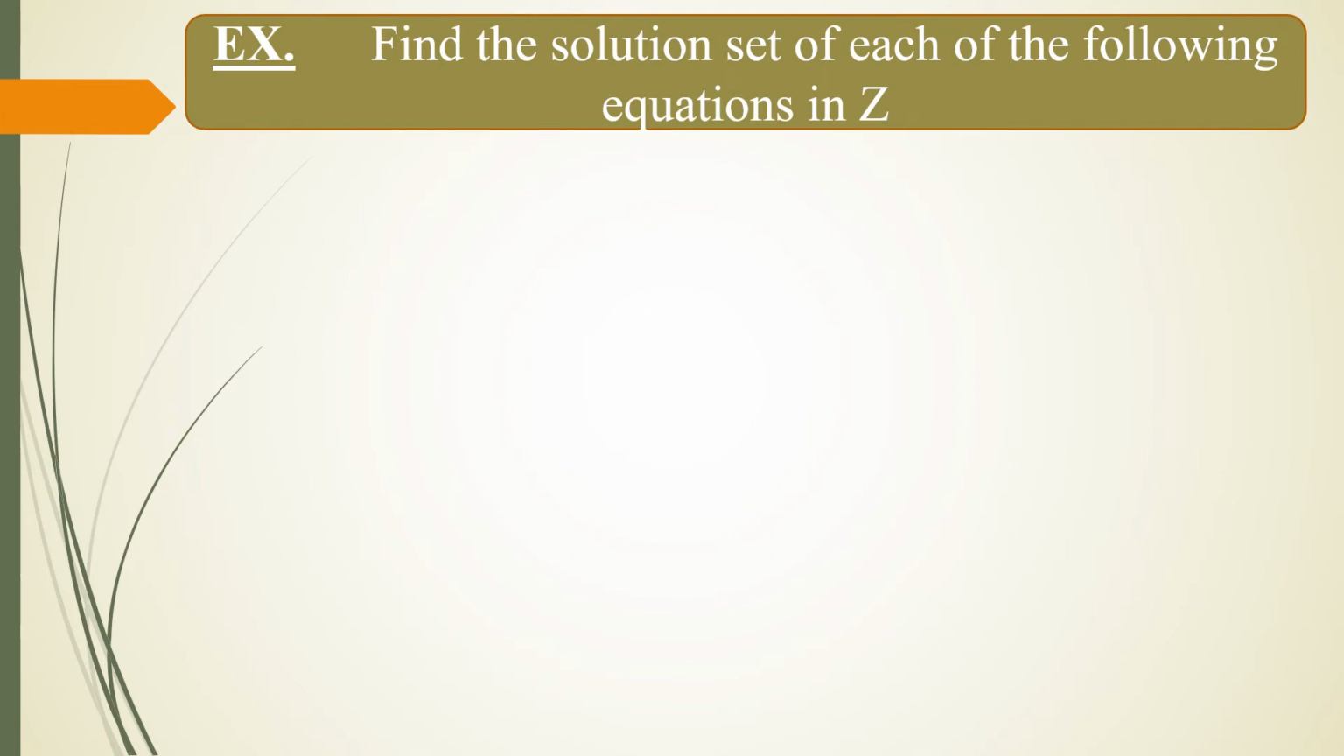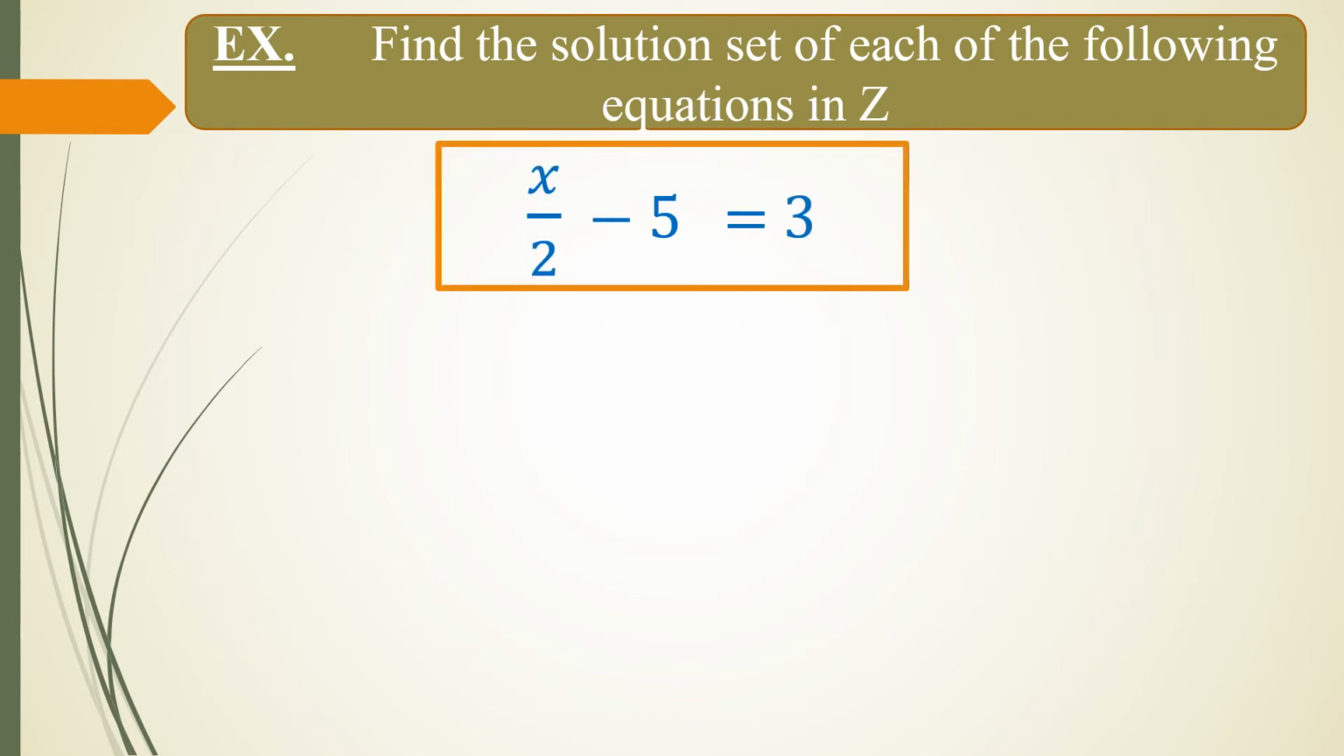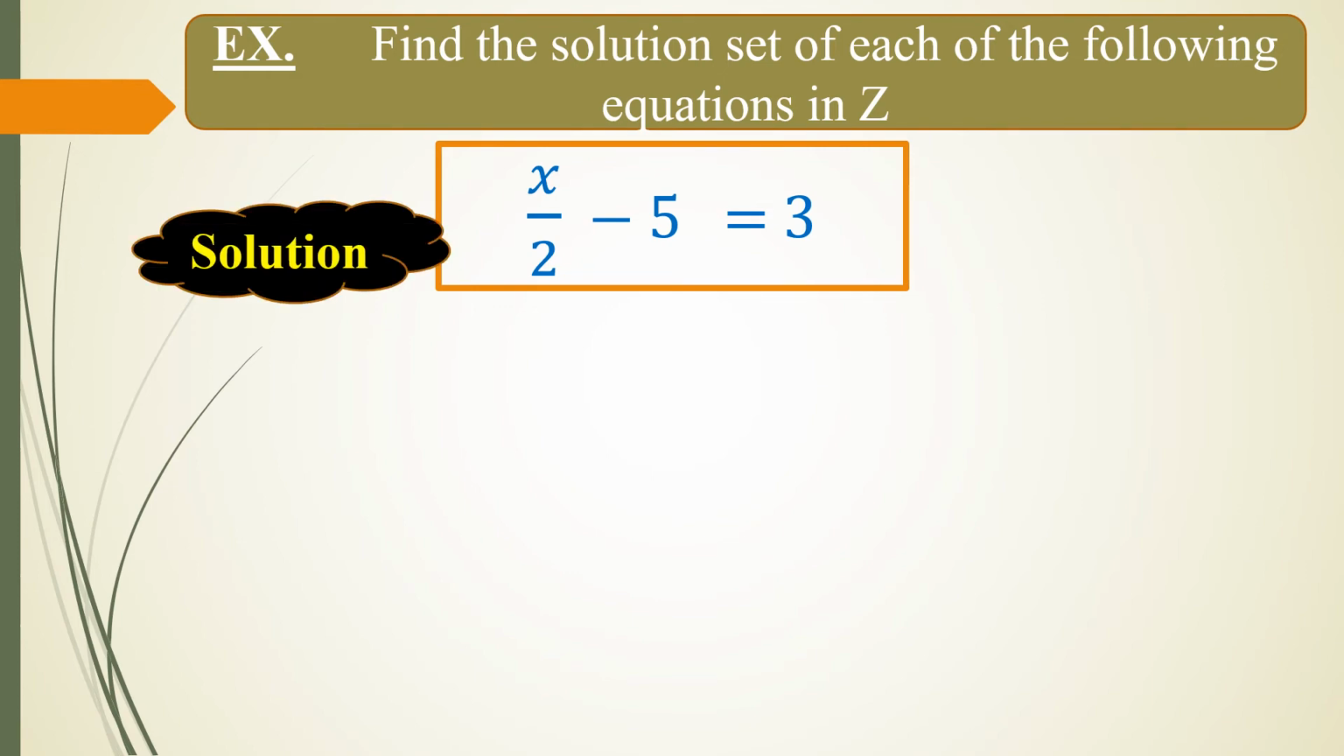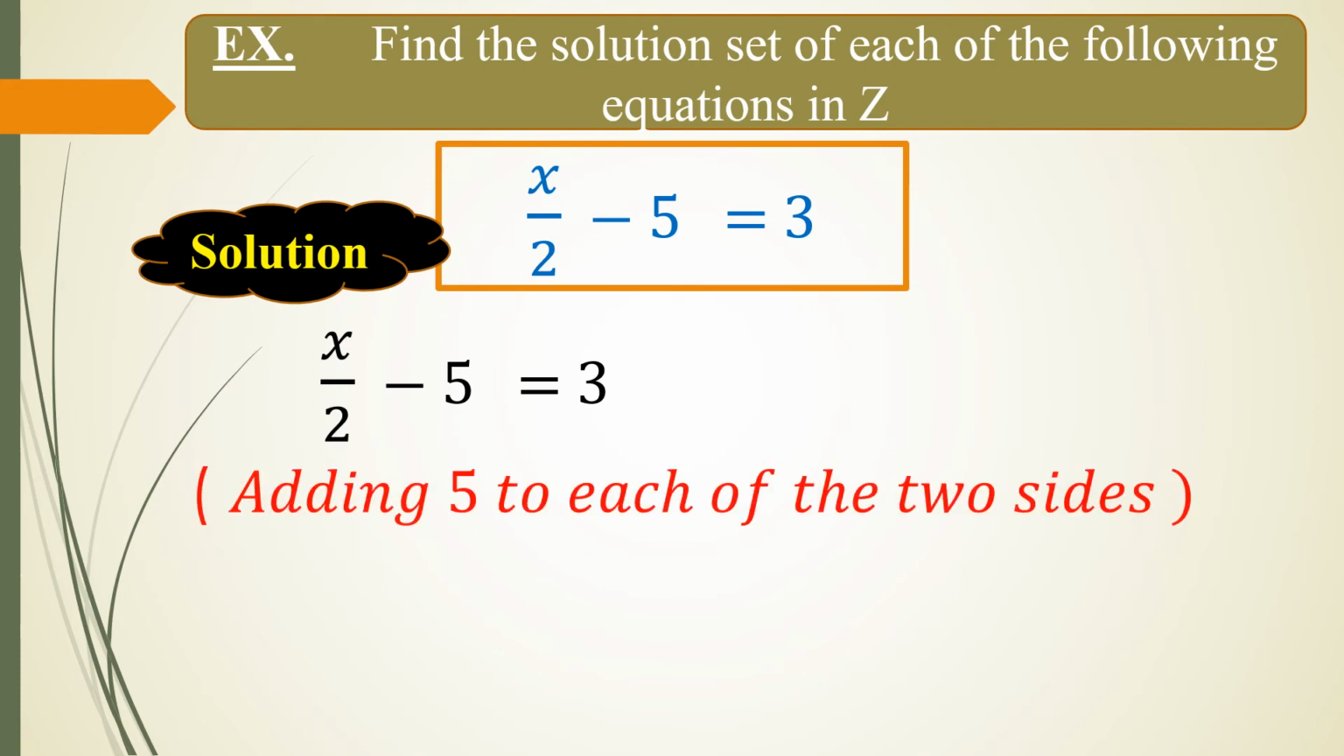Another example. Find the solution set of the following equation in Z. x over 2 minus 5 equals 3. Solution. Number 1, get rid of the negative sign here. What about minus 5 here? Its inverse is plus 5. So I added 5 to each of the two sides. Okay? So x over 2 minus 5 plus 5 equals 3 plus 5.